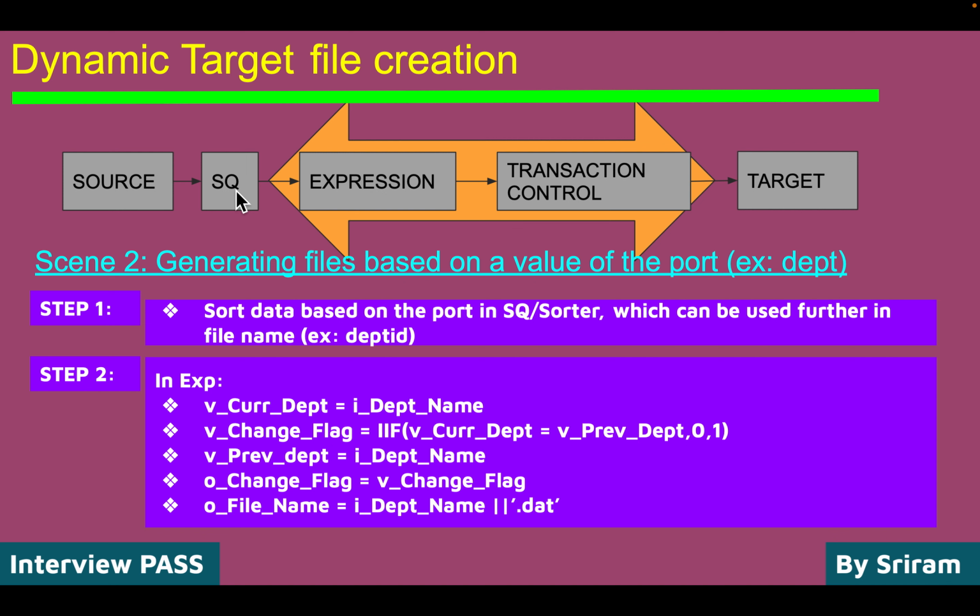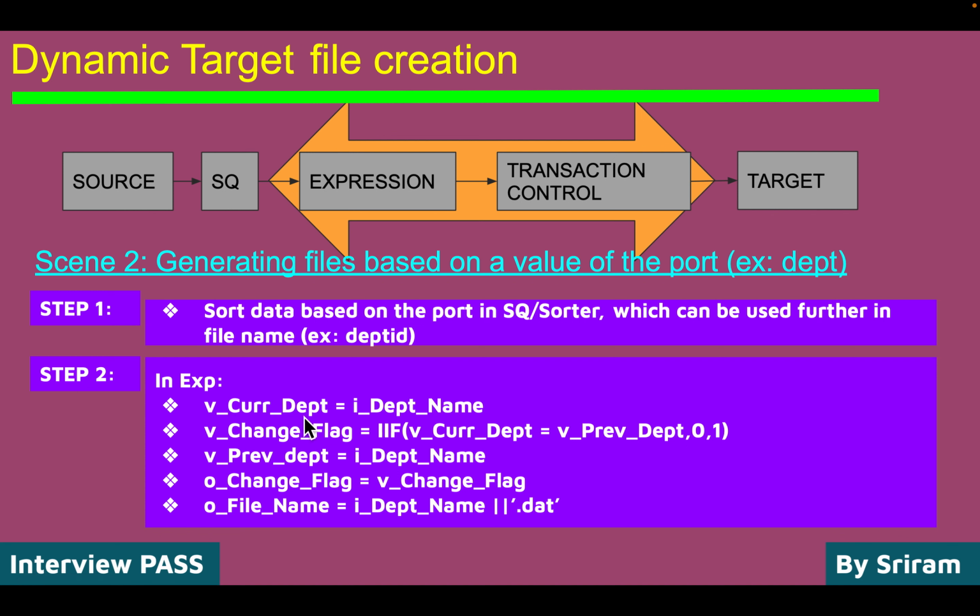The second one is Sita, which is the same department. So in the expression, if you compare the previous and current one, the change flag will be 0. There is no change. Now Lakshman is coming, who is in the engineering department, which is a different department. Now the change flag becomes 1. Then I will use the transaction control to commit the transaction before the change itself, and then it commits into the target.